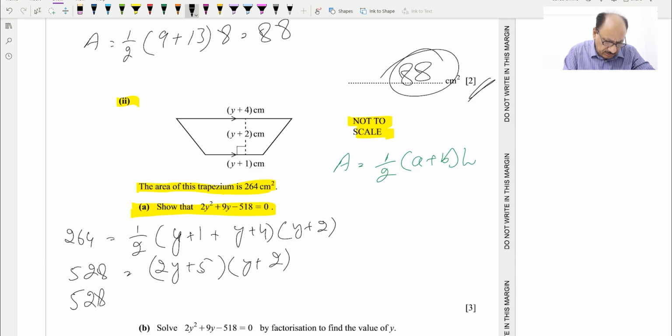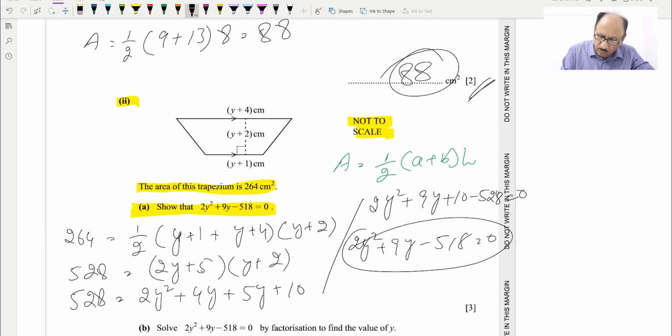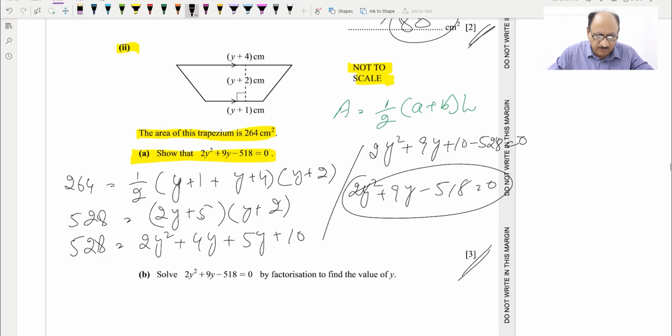Then we can open the bracket, and this will be 2y into y is 2y square, plus 2y into 2 is 4y, plus 5 into y is 5y, plus 5 into 2 is 10, and we will form the equation. So we'll write 2y square plus 4y plus 5y, which is 9y, plus 10 is equal to 528. You can shift 528 to the other side, equal to 0. So 2y square plus 9y minus 518 is equal to 0, which is the required equation, and this part was for 3 marks, which we have done.